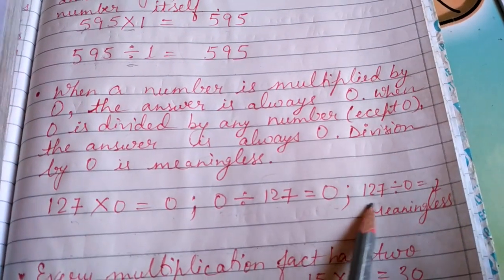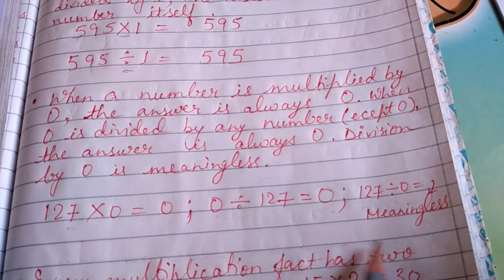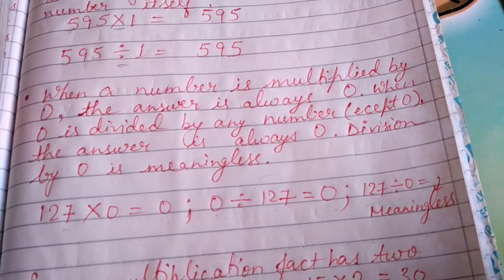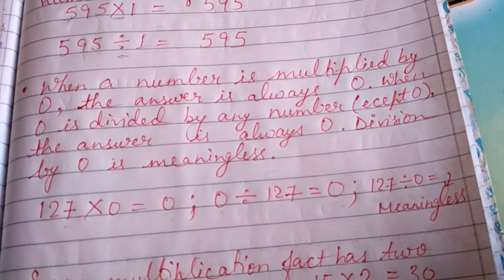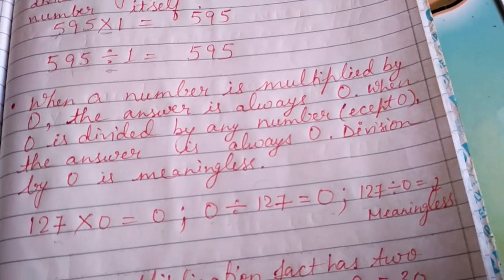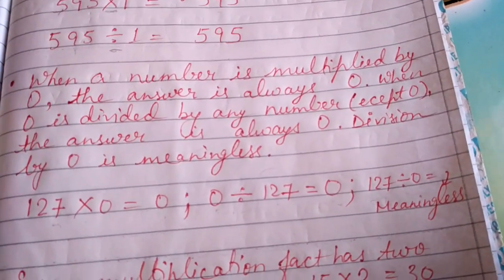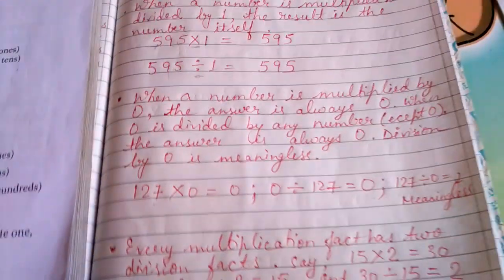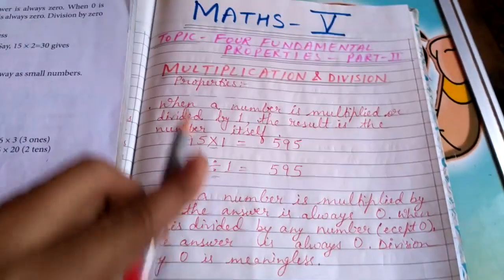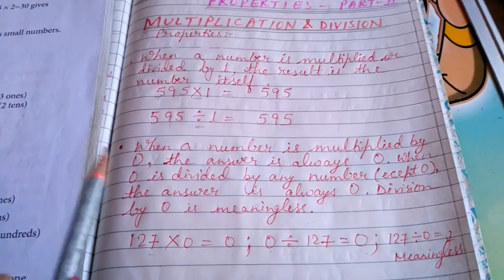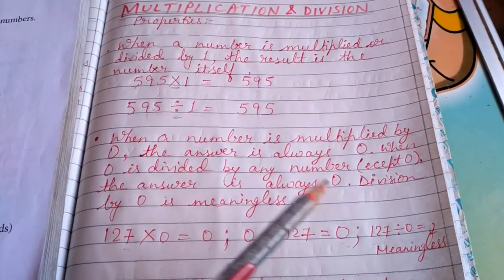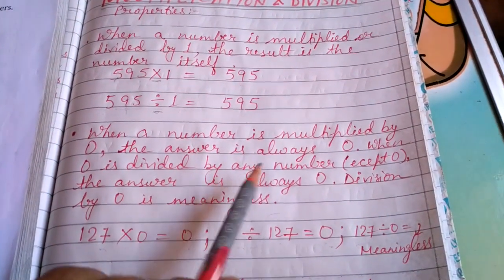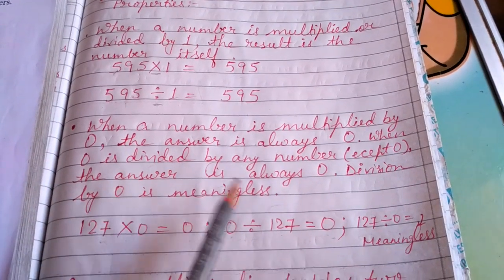Yes, if any number is being divided by 0, then there is no meaning of that. The result will be meaningless. In a sense, we can say there is no result. If we are dividing any given number with 0, then the result is meaningless in mathematical terms. So this was the second property regarding multiplication and division, that when a number is multiplied by 0, the answer is always 0, and when 0 is divided by any number except 0, the answer is always 0.